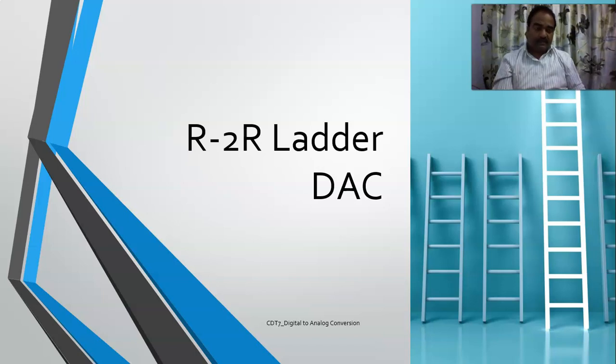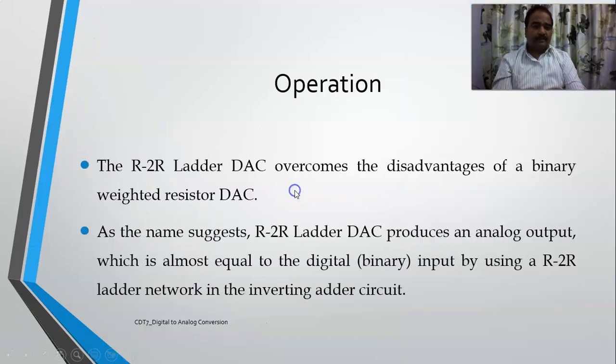We have seen that the previous one had two disadvantages. The first one was it required too many resistors of different values. The second thing is getting such accurate values of resistors was a tough task. So it was not suitable for any digital converter which has a high number of bits. And this particular R to R ladder type of DAC overcomes the disadvantages of these two.